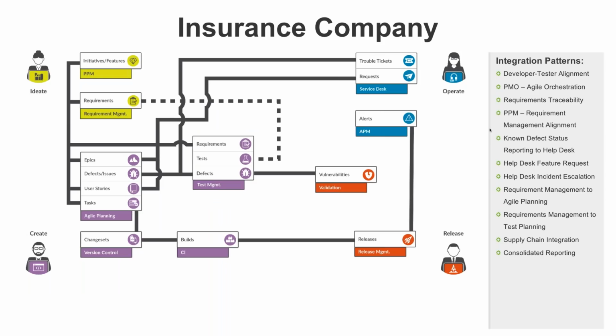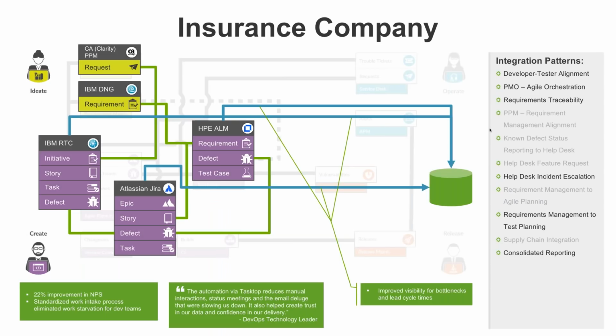So their integration landscape, again, as Chandler pointed out, they did not start with all of these integrations. I believe they started just with RTC and ALM, but I could be wrong. But you can see they have brought in requirements management with Doors Next Gen. They're using HP ALM. Their requests originate in CA Clarity. And then again, the blue lines indicate that they're feeding all of this information out to a consolidated database so that they can have consistent reporting.